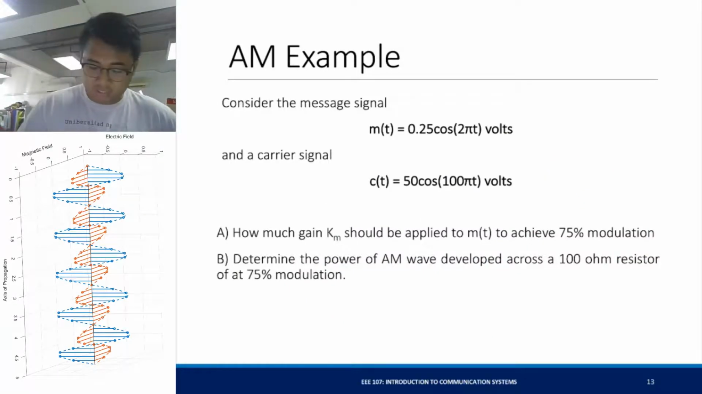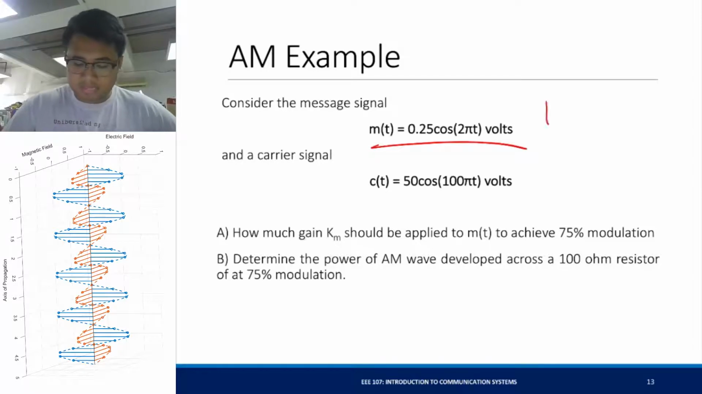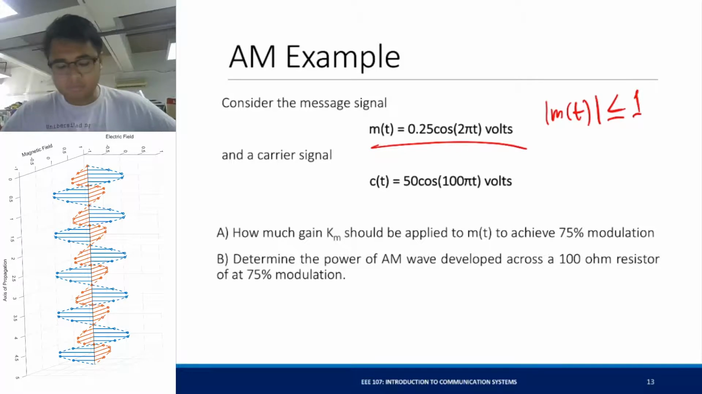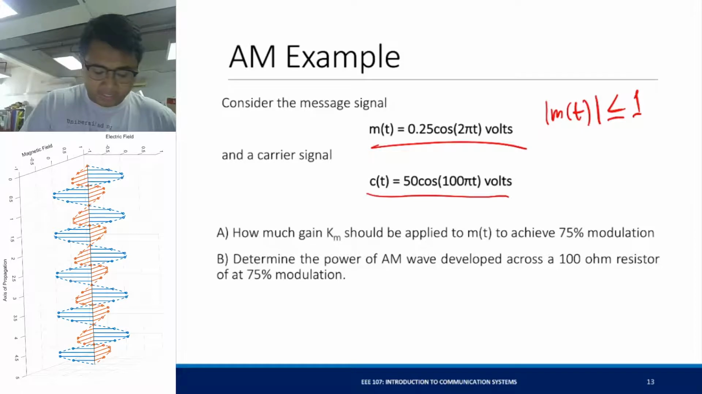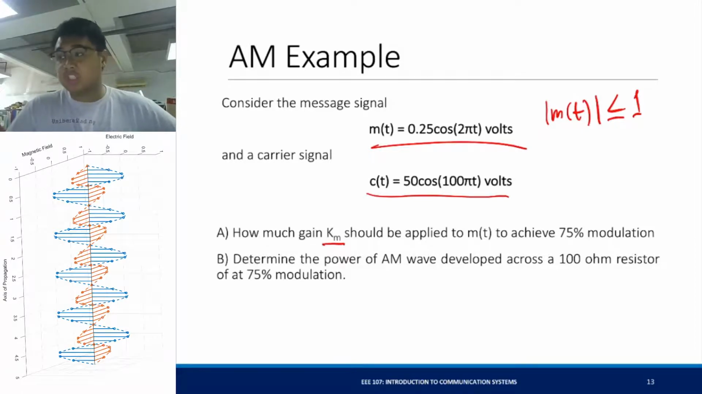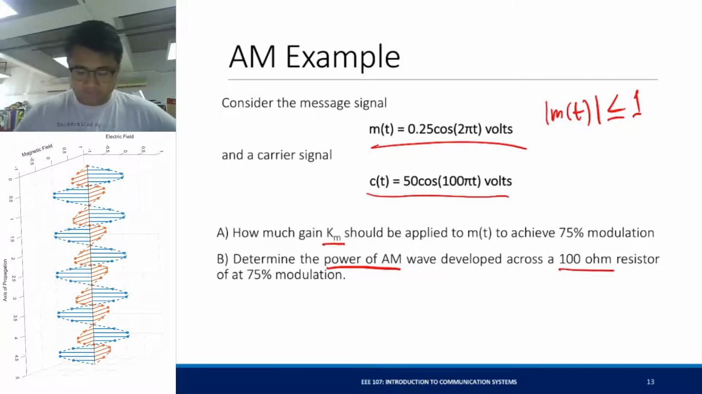Consider the message here. Just a note that it satisfies this condition, and your carrier signal right here. How much should the gain Km be that is applied to m(t) to achieve 75% modulation? And then determine the power of the AM wave across a 100 ohm resistor. So note that we're feeding it to a 100 ohm resistor at 75% modulation. So how much gain should be applied to m(t) to achieve 75% modulation?